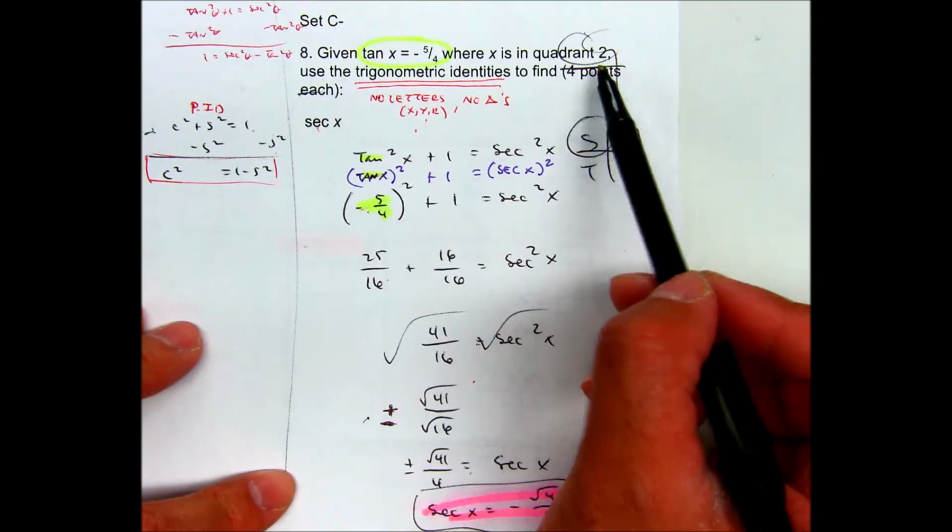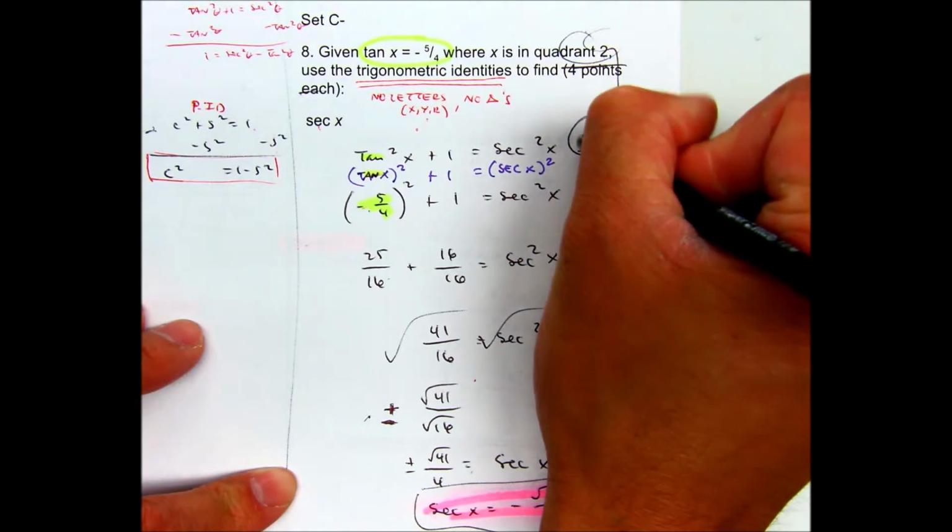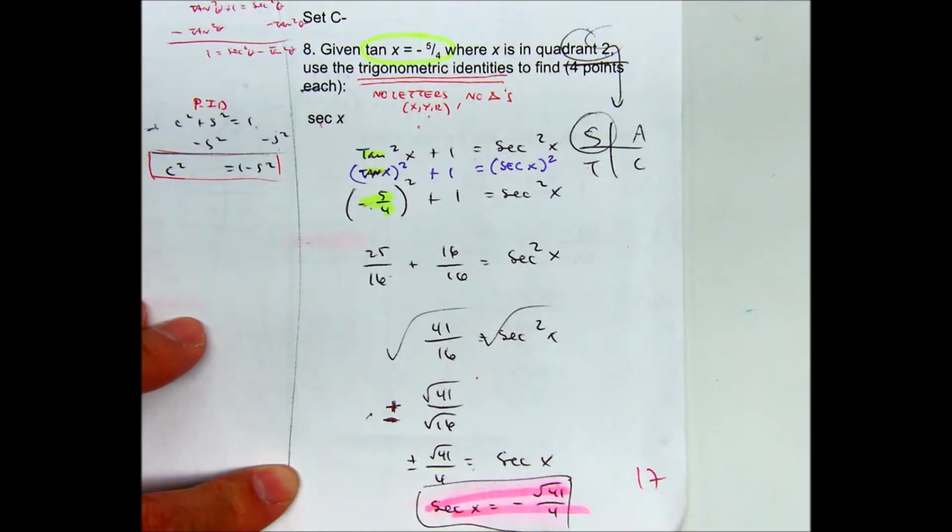Remember, you're in quadrant 2. All students take calculus. Only sine and cosecant are positive. Everything else is negative. Secant of x equals negative radical 41 over 4.